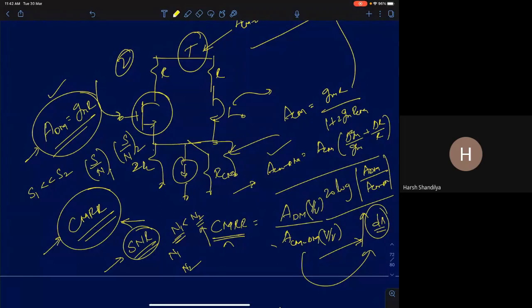The calculation of SNR will be a little bit more involved. But CMRR is a system specific thing. It is independent of noise and signal levels. It's purely a differential amplifier specification, like how ACM-DM or ADM is, CMRR is also a similar kind of specification.